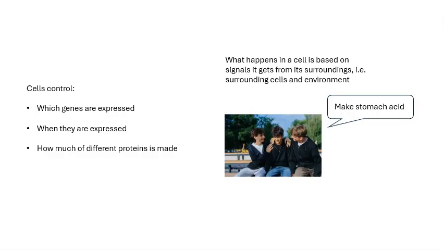It's mostly controlled a little bit like peer pressure. What happens in a cell is based on the signals that it gets, chemical signals from its surroundings, and that usually means the surrounding cells. So, for instance, in the middle of this little gang of lads here, he's a stomach cell, and his neighbours are telling him, make some protein that will make stomach acid, or help digest this Mars bar that I've just eaten. So it's mostly from chemical signals that it gets from its environment.